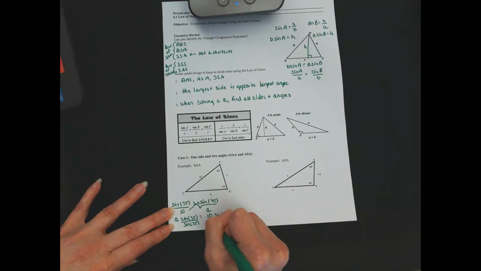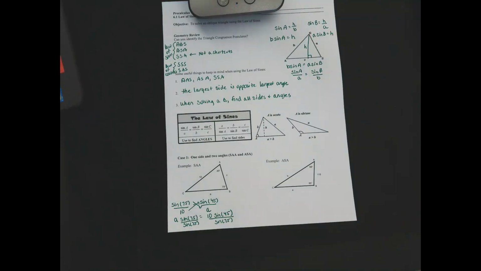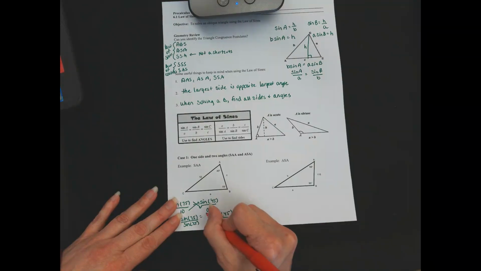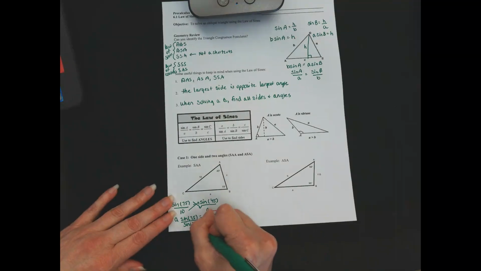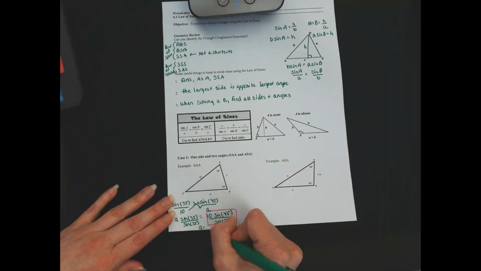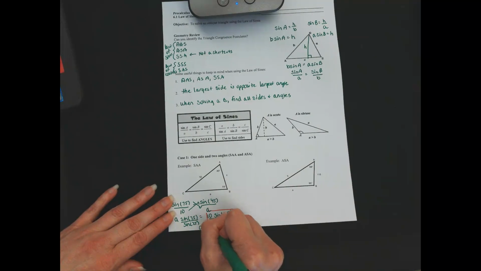And then I'm going to put 10 times the sine of 45 divided by the sine of 75 in my calculator all at once. When I do that, I get A is equal to 7.321. If you did not get that, please double check your calculator. I forgot to mention this a minute ago or so.